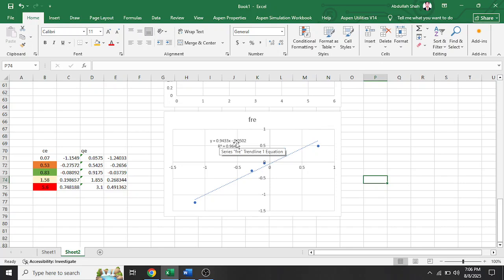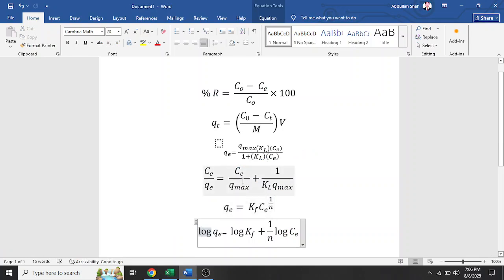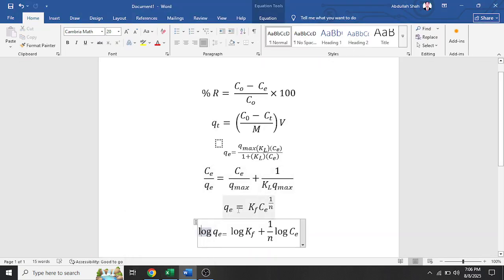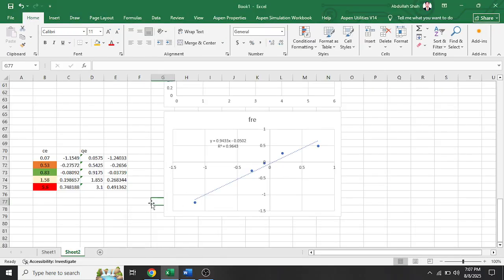And this is the linear form. This is the slope and this is the y-intercept. From the y-intercept, we can obtain the Freundlich constant, and from the slope, we can obtain the adsorption intensity. And once we obtain these values, we will put them in this equation, and we will make the Freundlich plot for the adsorption of lead ions. So this was all about how to make the plot in an Excel sheet.